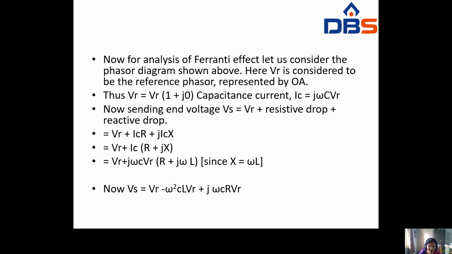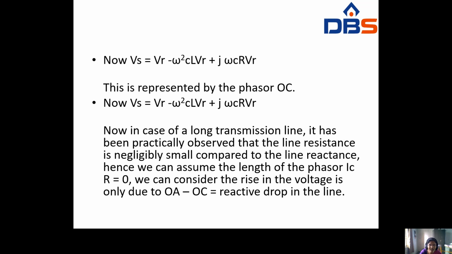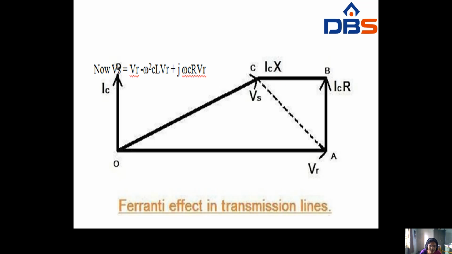In this, IC common, R plus jX. So the IC value will be jωC VR, and X will be ωL. At that time Vs equals VR minus ω²CL VR plus jωCR VR. So at that time Vs becomes VR minus ω²CL VR plus jωCR VR. This is represented by the phasor OC. See here, the Vs value will be represented by OC.